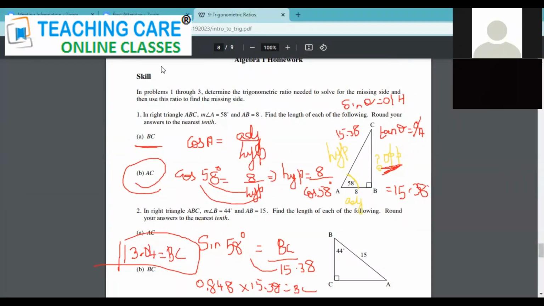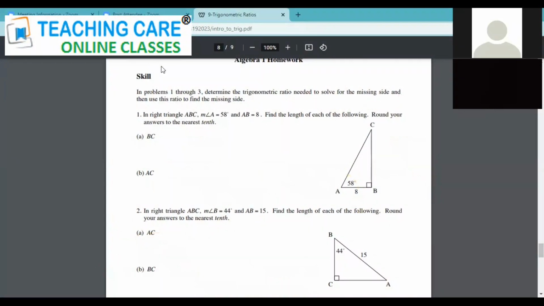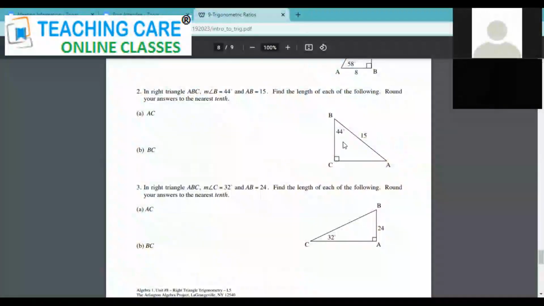Clear all these points. You just try. If not, I'll do it on the board. Don't worry. So second one, can you try to find the missing lengths? I'm also trying here so we can cross check our steps.